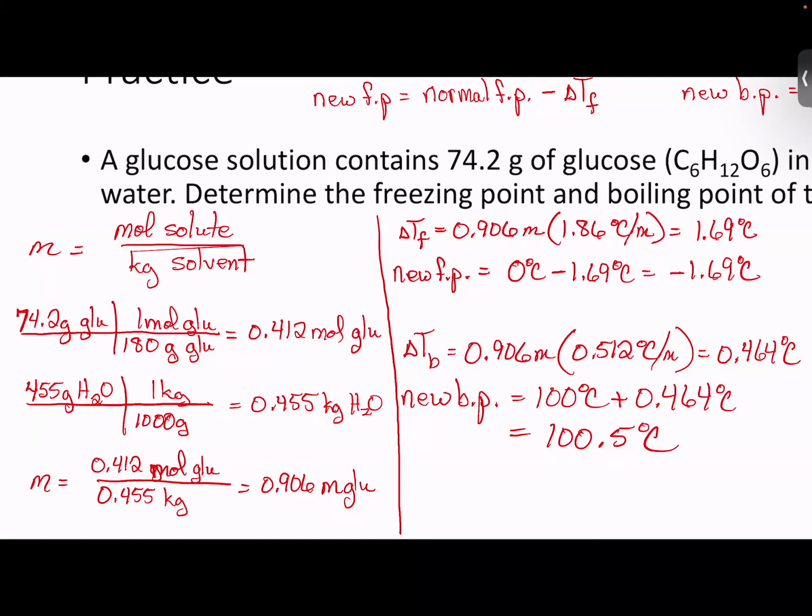Questions? Again, the four equations at the top of this slide are the equations you use if you're talking about a non-electrolyte.